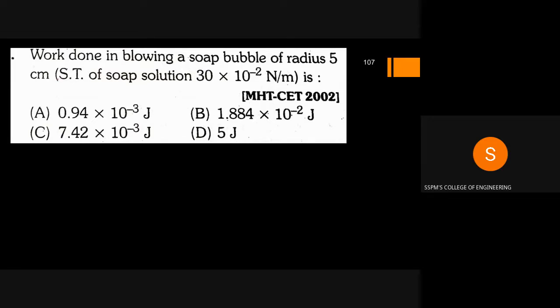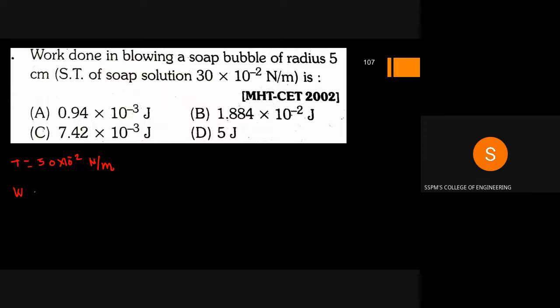Okay, refer the next problem. Work done in blowing a soap bubble of radius 5 centimeter and surface tension of the soap equal to 30 × 10 to the power minus 2 Newton per meter. So here surface tension is given, which is 30 × 10 to the power minus 2 Newton per meter. And we have to find out what is the work done.